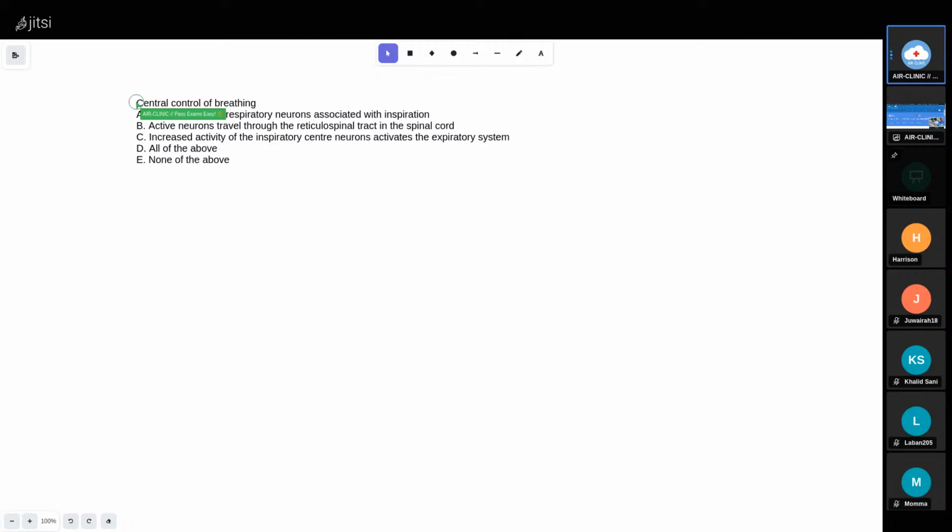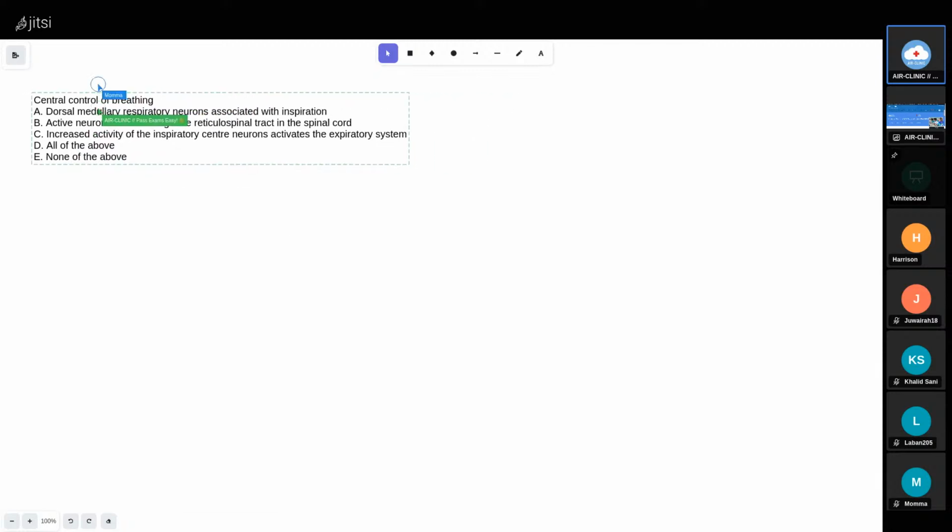Okay, the question here says central control of breathing. Dorsal medullary and respiratory neurons associated with inspiration. Active neurons travel. Okay, let me leave off this one.